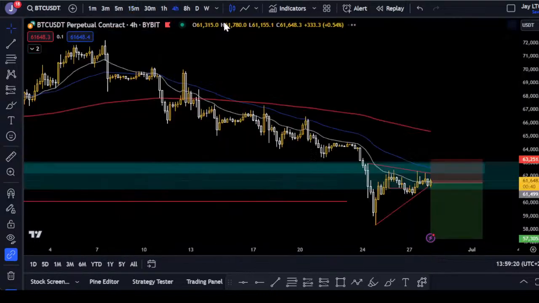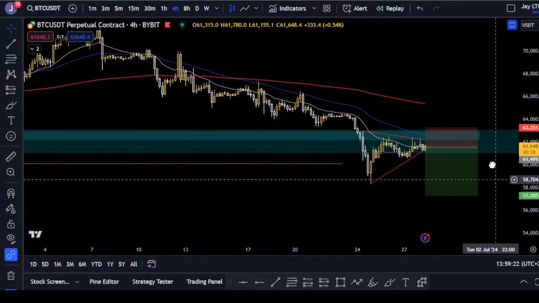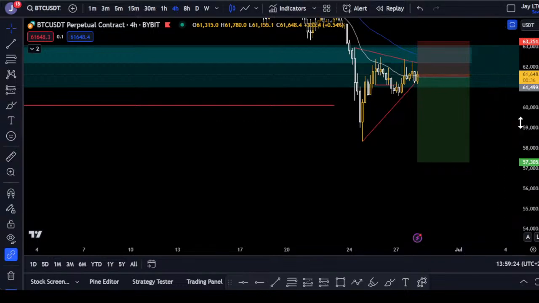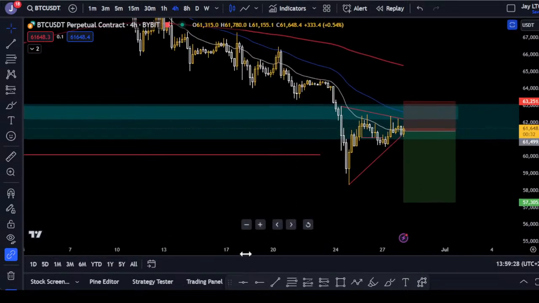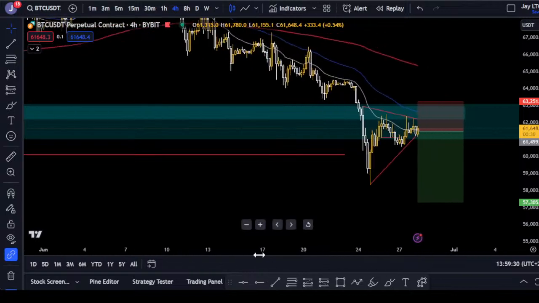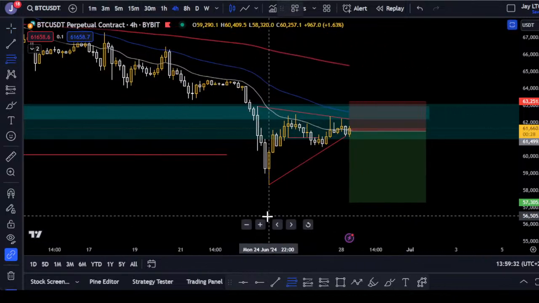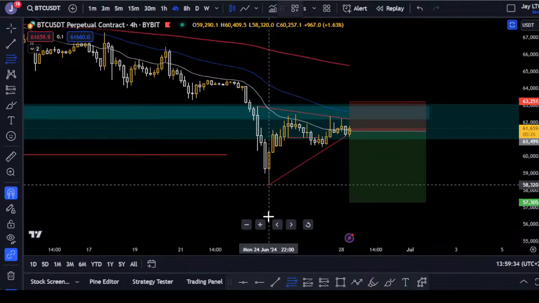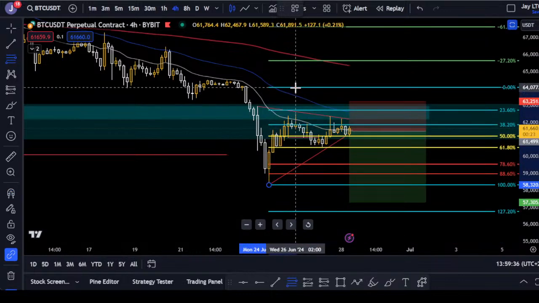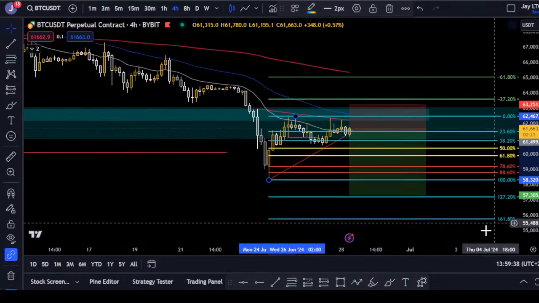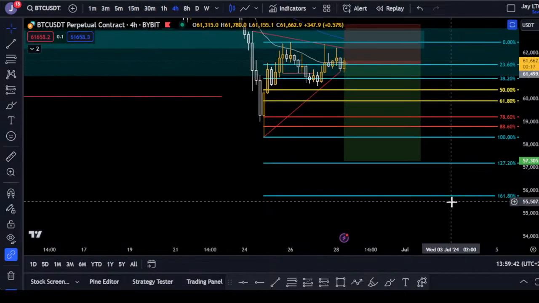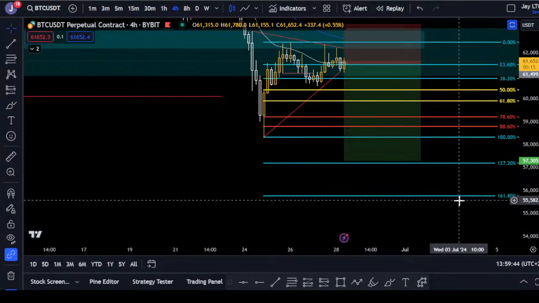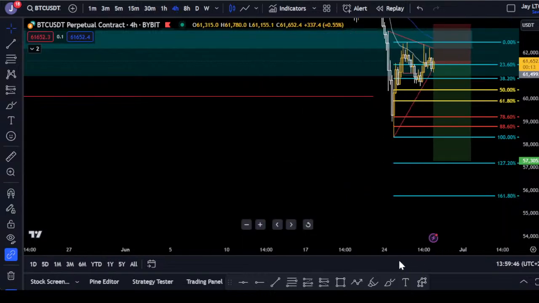And the targets I'm looking at is, the first target I'm looking at is 57,310. But as things are looking right now, don't be surprised if you see market coming down all the way down to around 55-ish thousand. So around 55,500, something like that. All right.